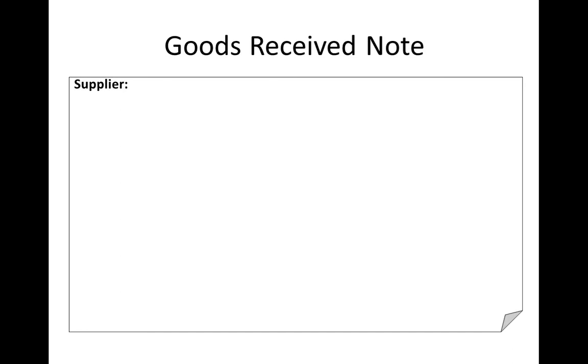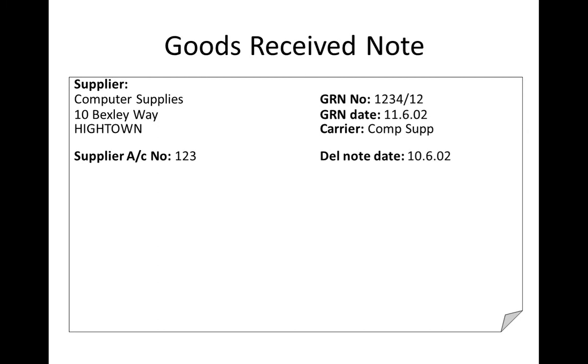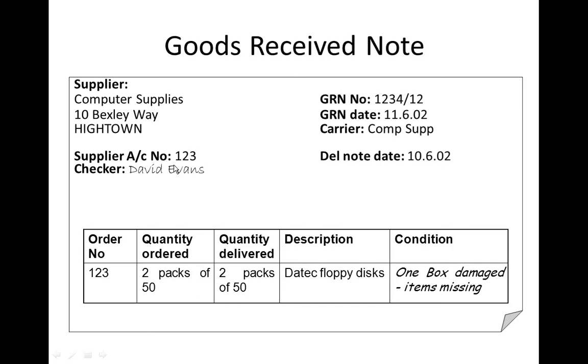A goods received note is a note that goes back from the customer to the supplier saying this is what we have received, and it will be this note that they'd use to report any damages. So if any of those floppy disks have been damaged, for example, they might reject some of those and say these are damaged, and send them back. So that would be what a goods received note might be used for. Okay, so we're saying, here we go, Computer Supplies, delivery note. Okay, David Evans has done the checking, and we're saying there's one box damaged with items missing, so they're reporting a problem with the delivery.